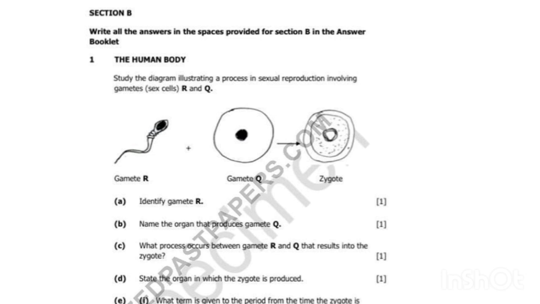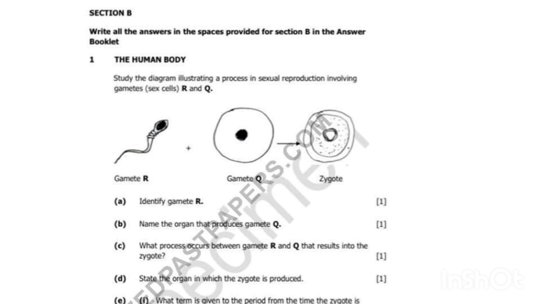This is section B. From the previous video, we did section A, which was the multiple choice, Integrated Science 2020, Grade 9. So this is question 1, which comes from the topic, the human body. It shows a diagram illustrating a process in sexual reproduction involving gametes, sex cells, R and Q.